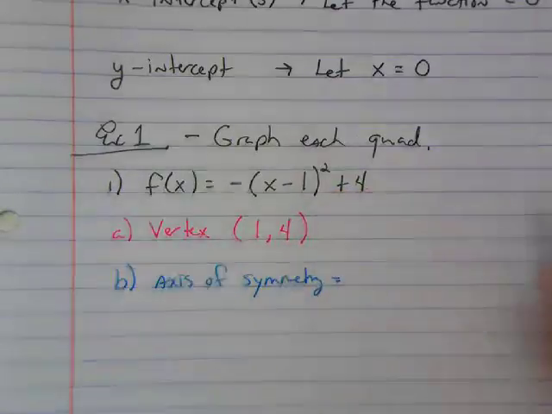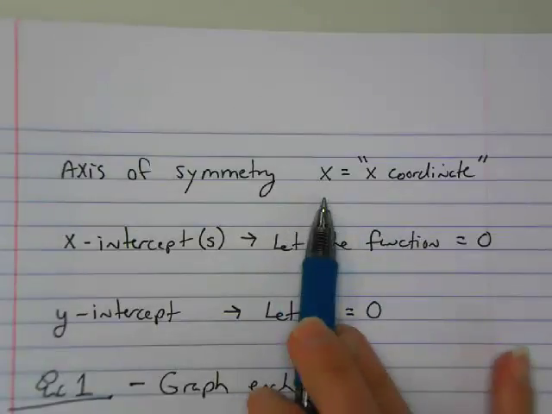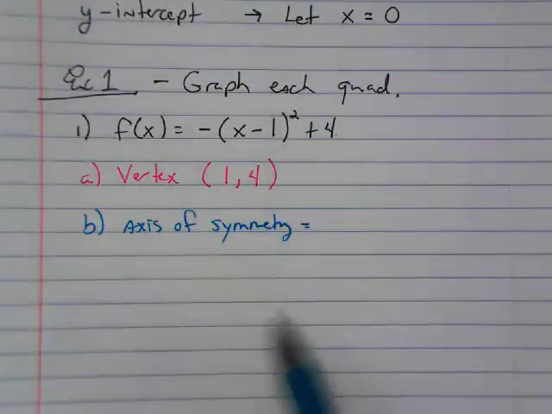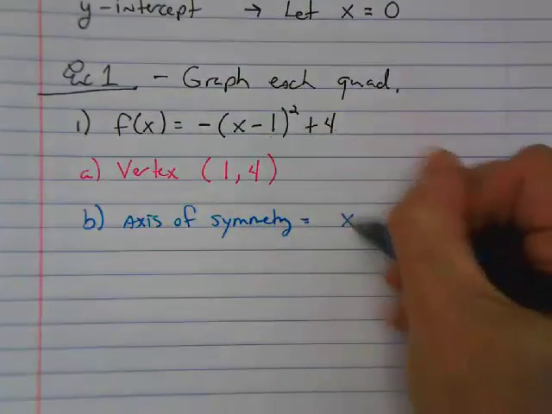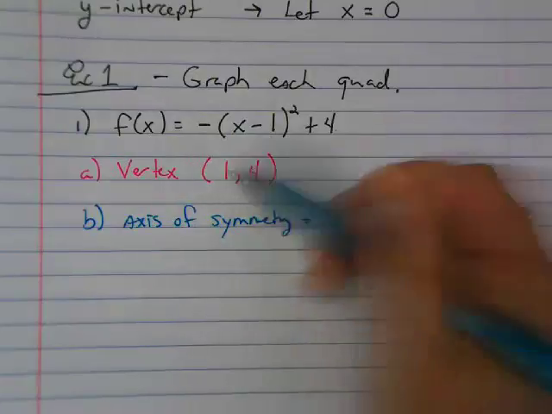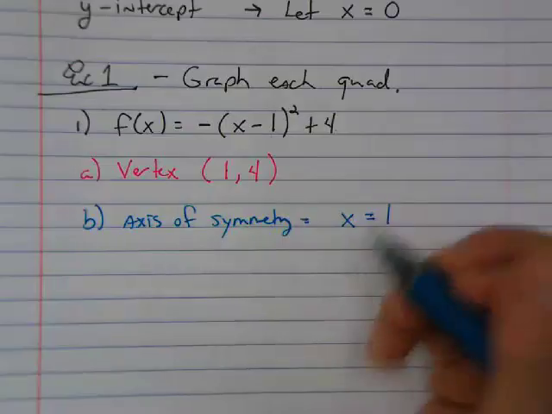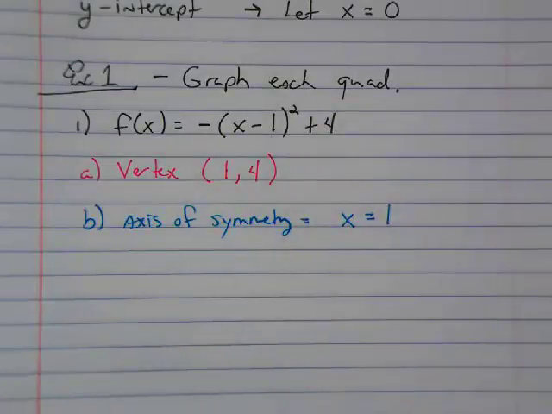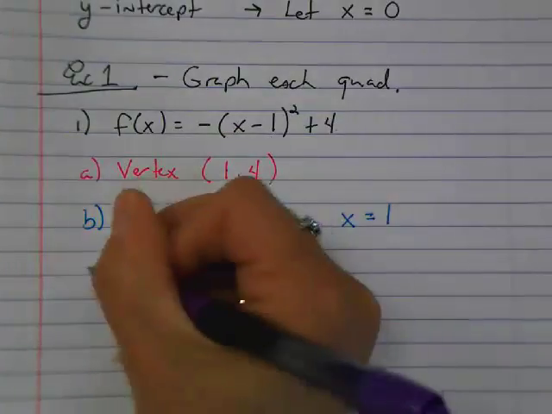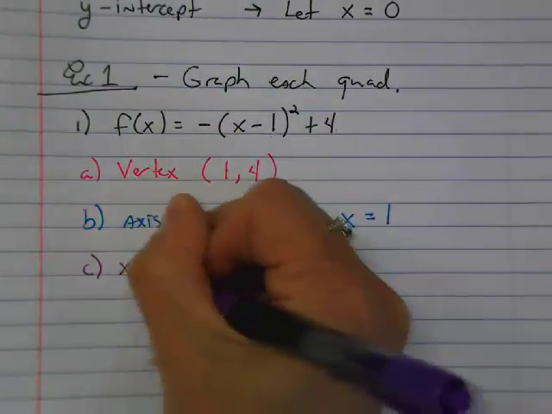So the axis of symmetry says let x equal the x coordinate. So looking at your vertex, what is your x coordinate? 1. So your equation is x equals 1. Alright. Next up, let's go ahead and find the x-intercept.